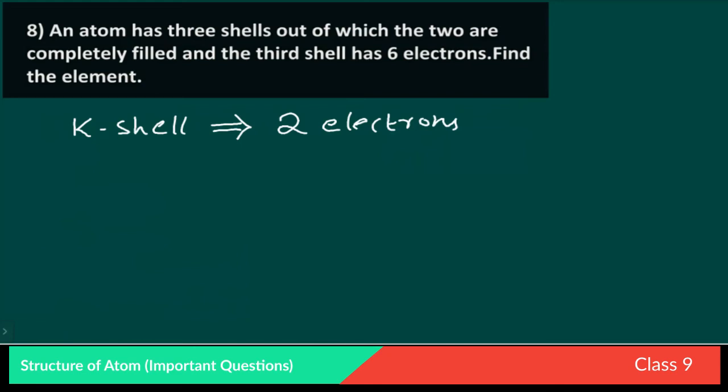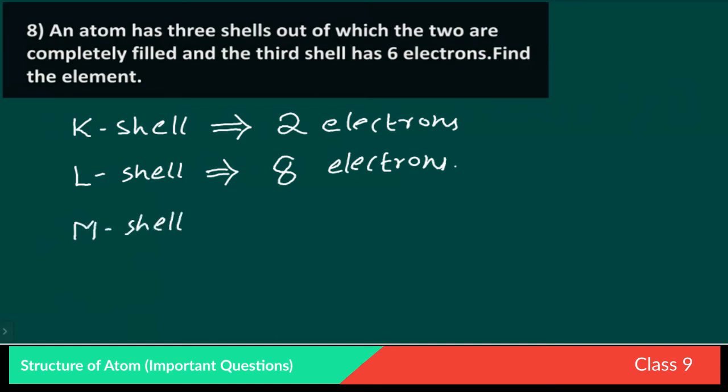The next shell, that is L shell, is also completely filled. So according to Bohr-Bury rule, the L shell will contain a maximum of 8 electrons in its shell. So I'm writing here 2 and 8 electrons in the L shell. Now in the question it is mentioned that the third shell, the M shell, contains 6 electrons.